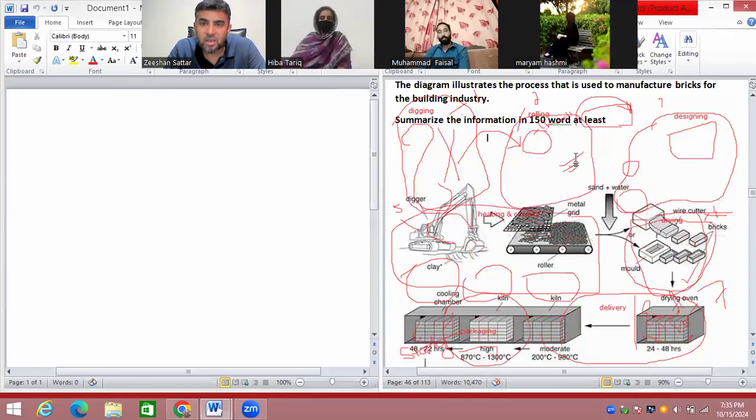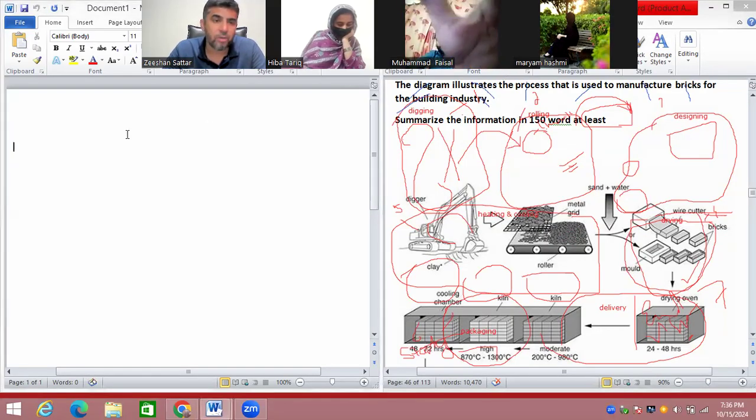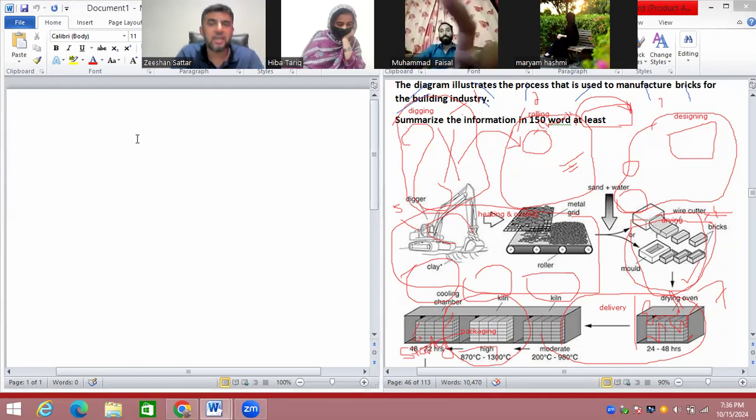Just look into this again so that you do not miss anything, and look at this one. So now it is the first sentence given in the picture. The diagram illustrates. Instead of diagram, we will use the words the flow chart. Illustrates, demonstrates, process, procedure, used, adopted by, manufacture, making, bricks will remain, building industry, construction sector. We will reword the first sentence of the picture and we will get our introduction. How will we get it? Just look at it. See how it's done.